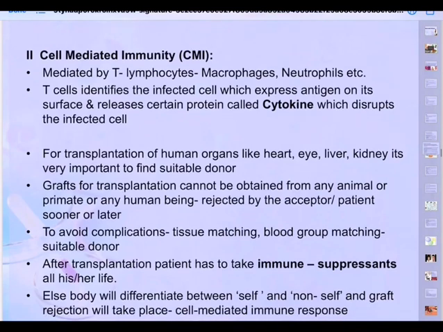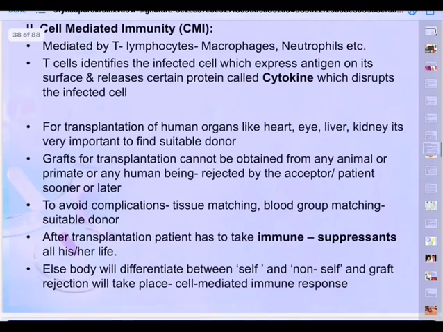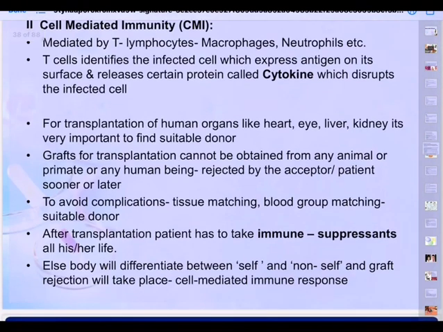The first one we talked about was humoral, blood mediated. Now the second one is cell mediated immunity. In cell mediated immunity, there are T lymphocytes, that is thymus lymphocytes. These are big ones, macrophages and neutrophils. T cells identify the infected cell, which expresses antigen on its surface, and release certain proteins called cytokines, which disrupt the infected cell. For transplantation of human organs like heart, eye, liver, kidney, it's very important to find a suitable donor, otherwise there will be CMI.